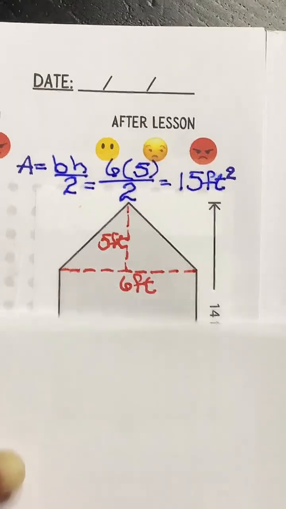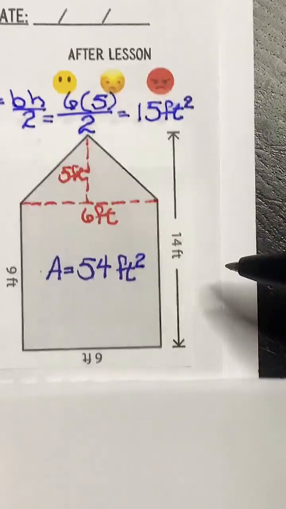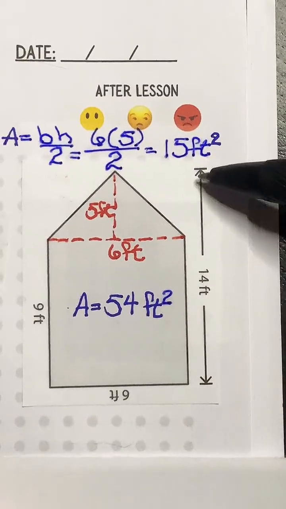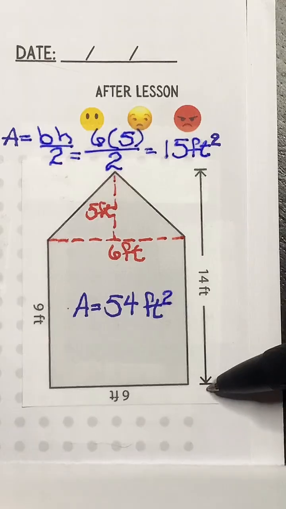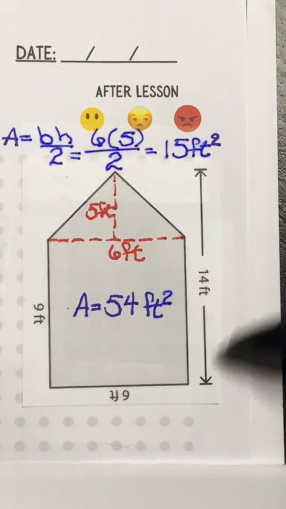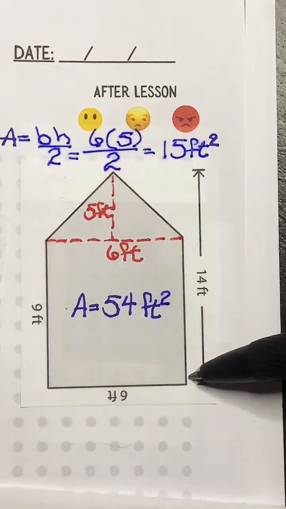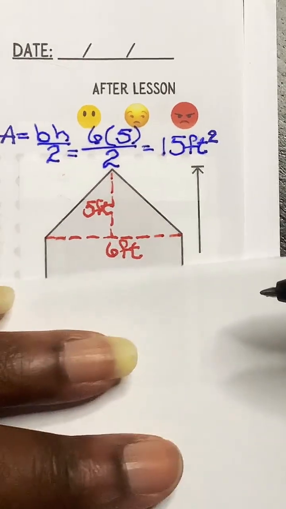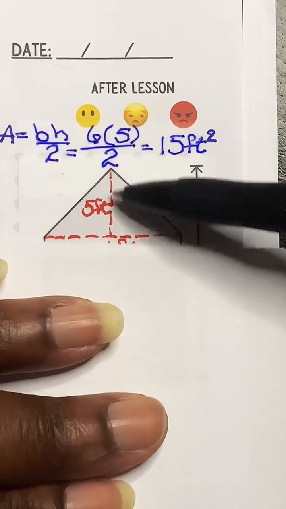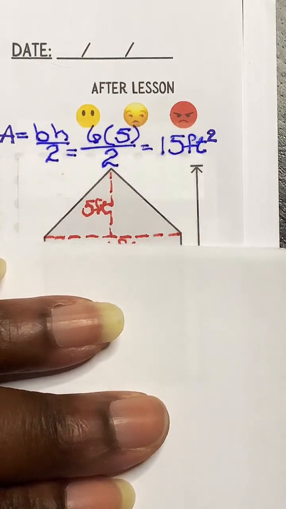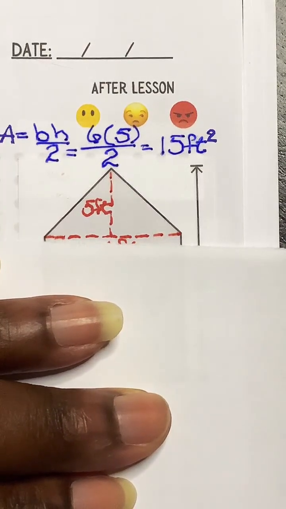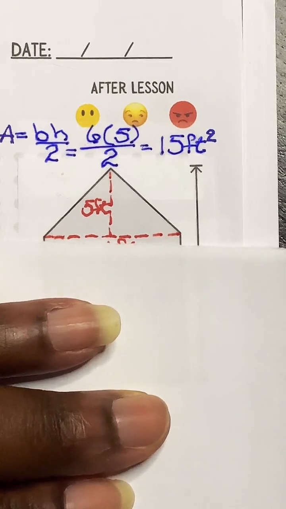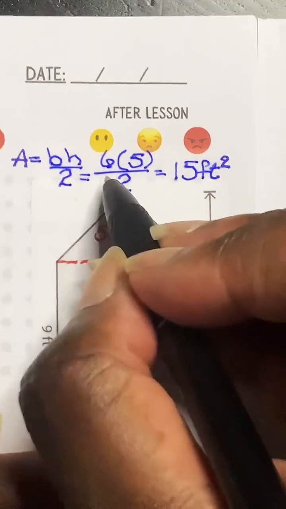How did I get 5? Good question. So let me show it. They're saying this entire height is 14, right? From here to here, they said it was 9. So if I take that 14 minus the 9, I'm going to have 5 left. All right, no problem, Minnie. How do they cancel out? Through division. So 6 divided by 2 gives me 3.